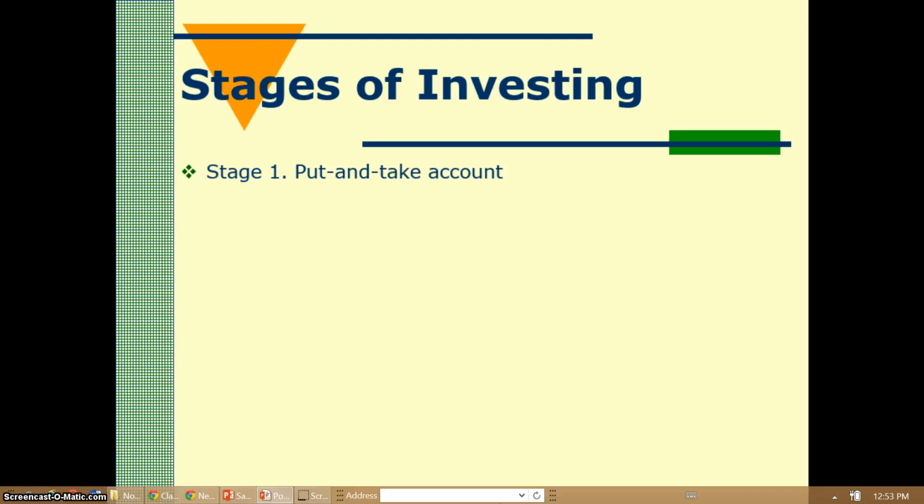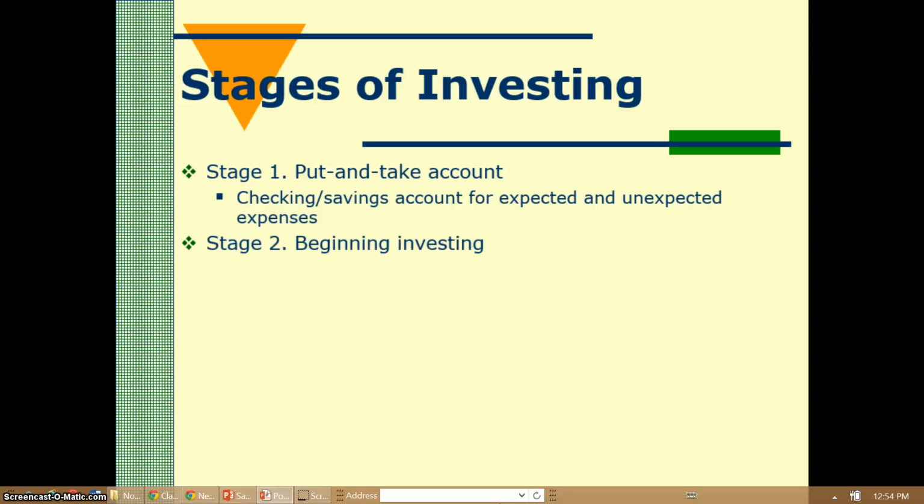So what are the stages of investing? Well, we like to break it down into 5 stages, where you move on to each stage as you progress through the expectations of each category. Stage 1 is really just establishing a strong put and take account, where you have checking and savings accounts for expected and unexpected expenses. You have 6 months worth of savings set aside so that if something were to happen in your personal life that would affect your income, you would not have a change of your standard of living for 6 months, and that you're comfortably living out of it and you're not living paycheck to paycheck.